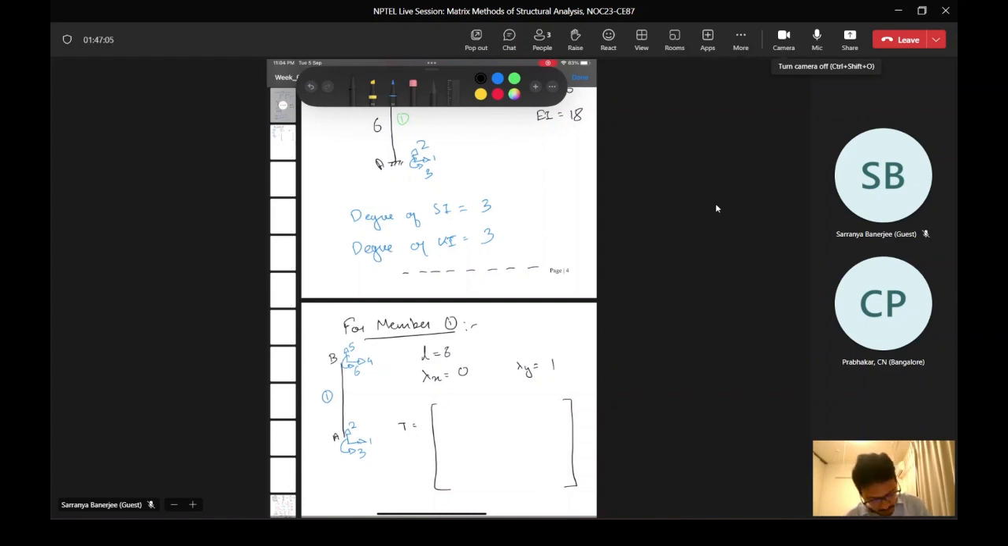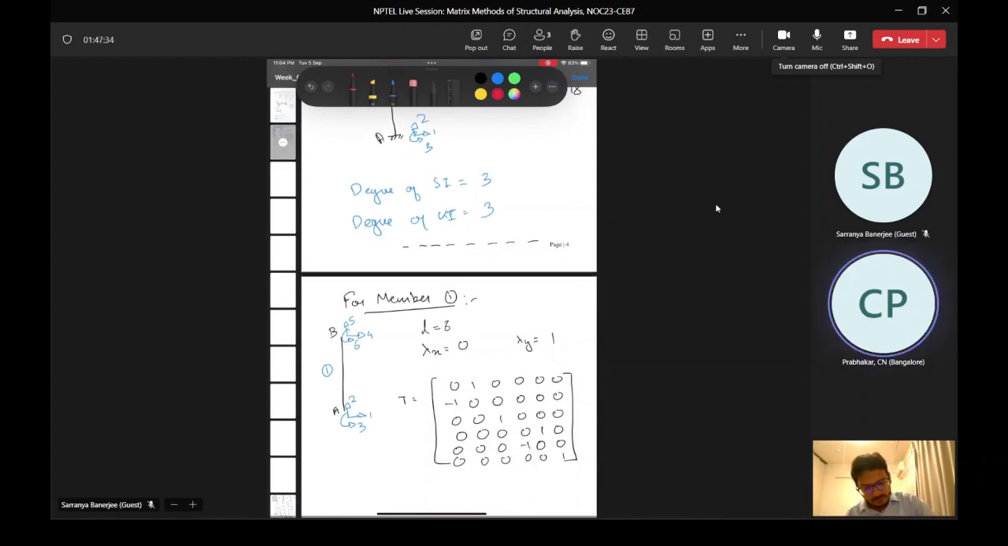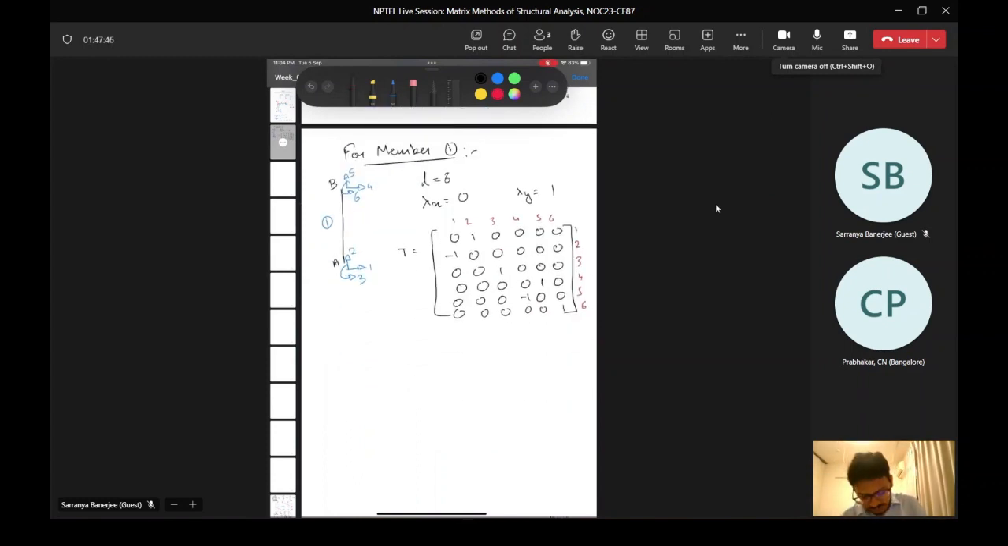So our transformation matrix looks like this. Please stop me if you find I am making some mistake. Okay. And in the transformation matrix, what are the degrees of freedom? Pretty straightforward degrees of freedom. So now our stiffness matrix.